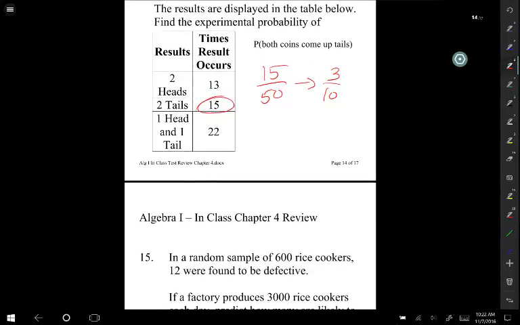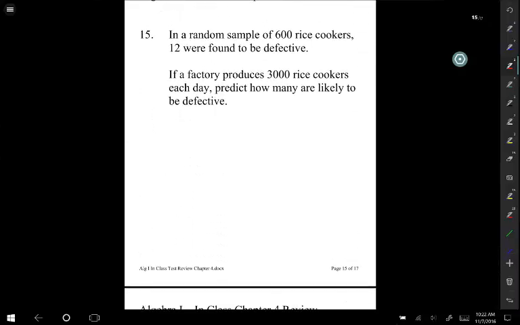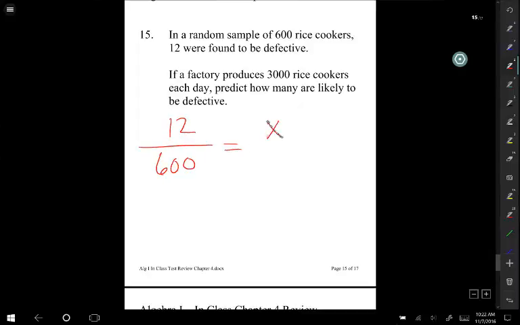Okay, in a random sample of rice cookers, 12 were defective. So we have a ratio here. 12 defective over 600 equals how many defective out of 3,000? So I cross multiply 12 times 3,000 and I get 36,000 equals 600x. I divide by 600 and I get 60 predicted rice cookers.